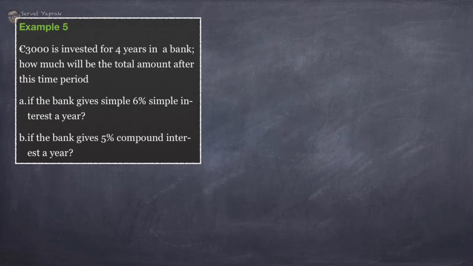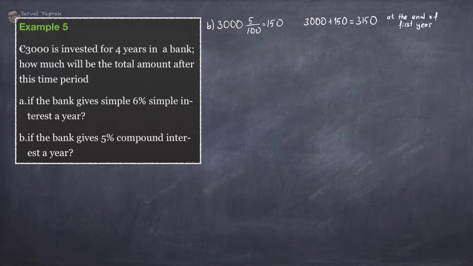Part B. So this time again we have 3,000 euros at the beginning, and the bank gives 5% interest, which is 150 euros for the first year. And this 150 will be added to the original amount, 3,000. Then there will be 3,150 euros in the bank at the end of the first year.